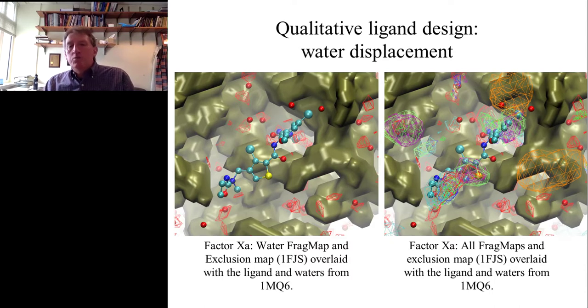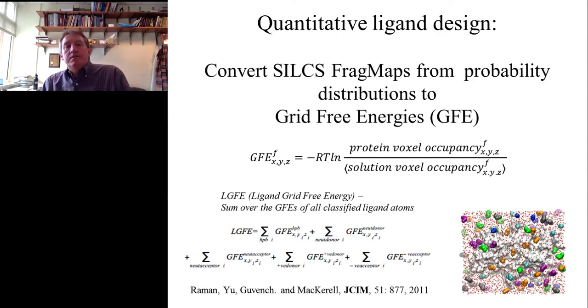In other cases, you can see the water fragment maps with no other map there. That indicates that these water molecules will be difficult to displace. And again, we don't want to try to build our molecule out into that region, because it would be unfavorable to displace that water molecule, and therefore our ligand would not bind well. Now, those are some ideas of how we can use the maps qualitatively.